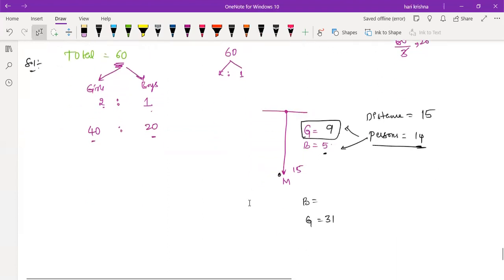Now out of the 40 girls, 9 girls are ahead of Mohit. Then how many girls will be there after Mohit? 31. 40 minus 9, 31. What about the boys? It's 15. What about Mohit? Should we add him or not?